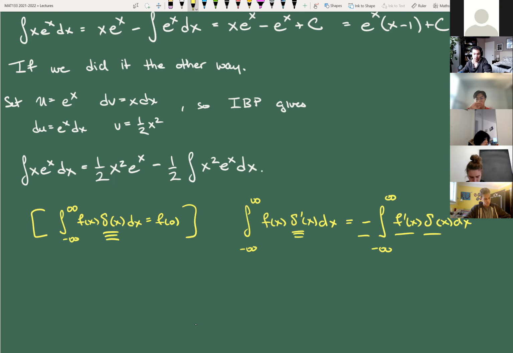What did I do? I transferred the derivative from the delta onto the f. What did it cost me? It cost me a minus sign, because the integration by parts has that minus sign in it. I dropped the f of x delta of x part because that doesn't make any sense. We can only evaluate the delta of x under the integration sign. This is the definition of delta prime, okay?